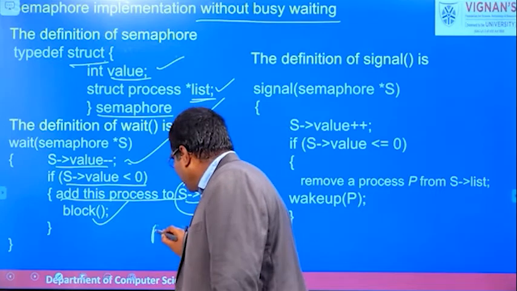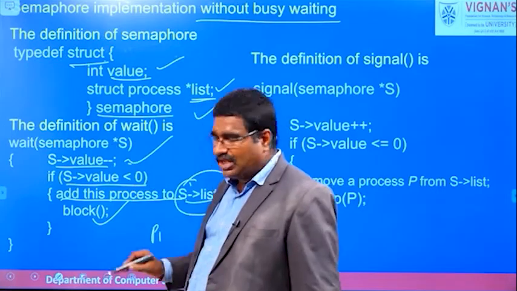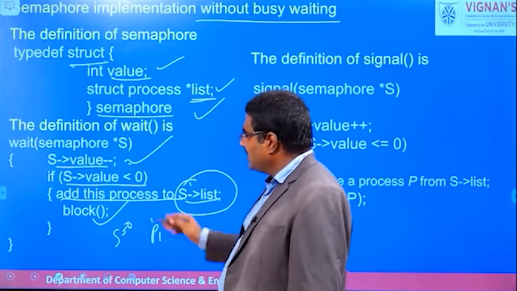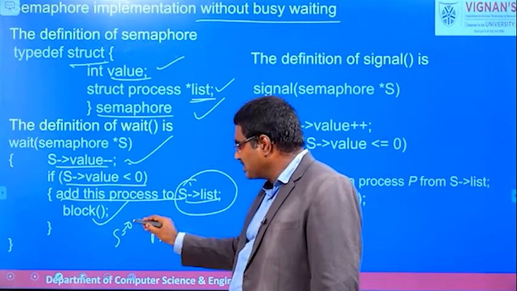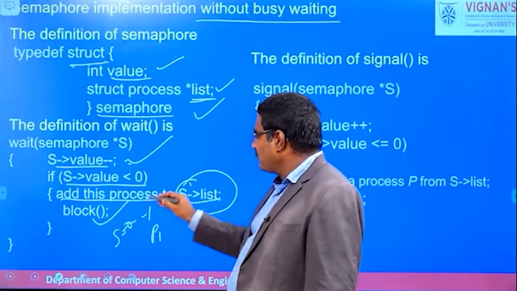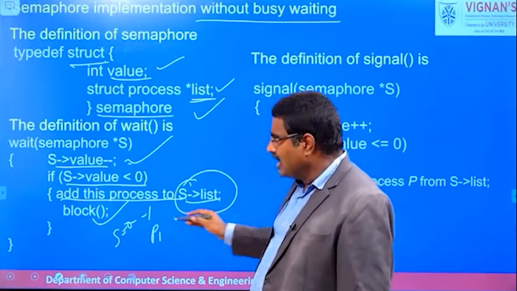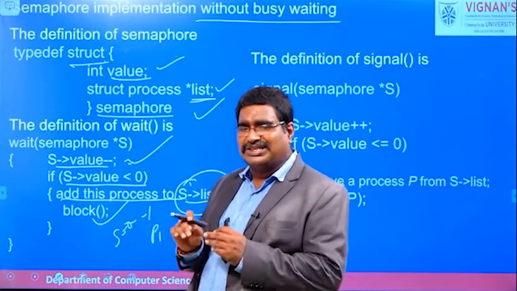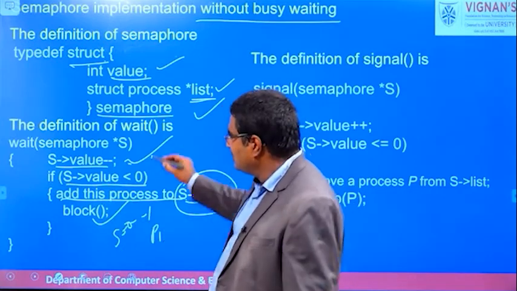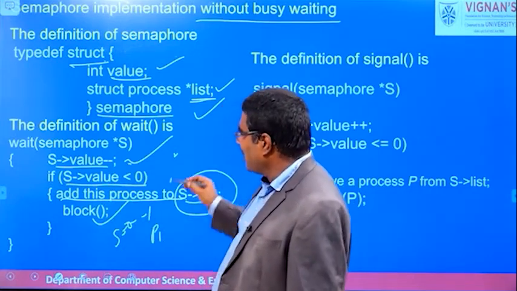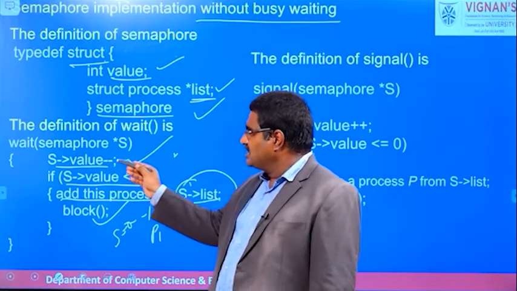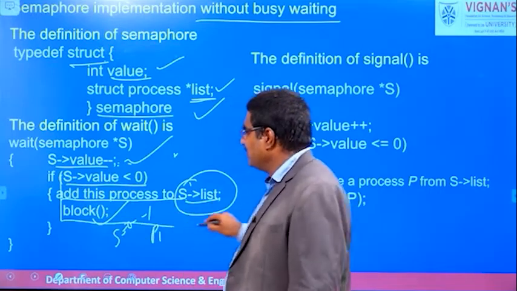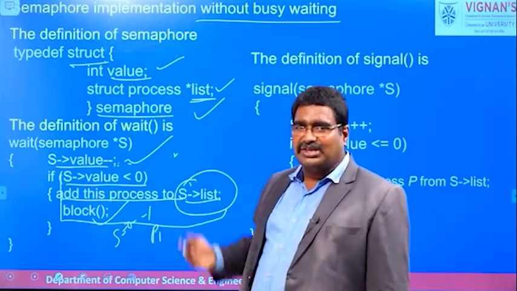For example, the P1 process calls the wait function. Already the semaphore value is 0. Then automatically S value is decreased by 1. It is set to -1. And the P1 process is added to the S dot list and P1 process is blocked. That is, the P1 process is not utilizing the CPU cycles. So this is the wait function. For example, if S value is already greater than 0, its value is decreased by 1 and the condition is false. For that reason, it directly comes out of the wait function.